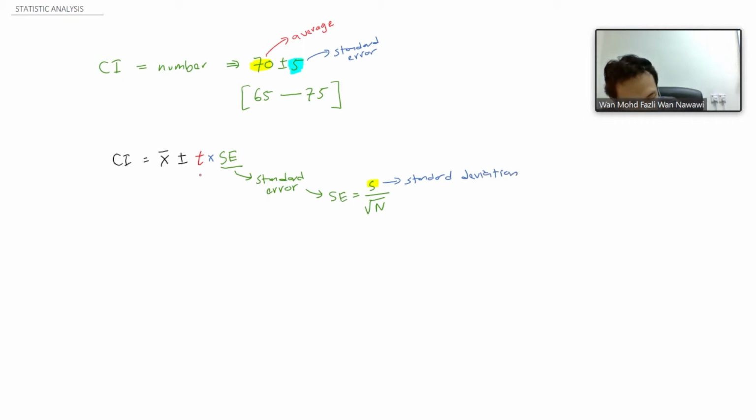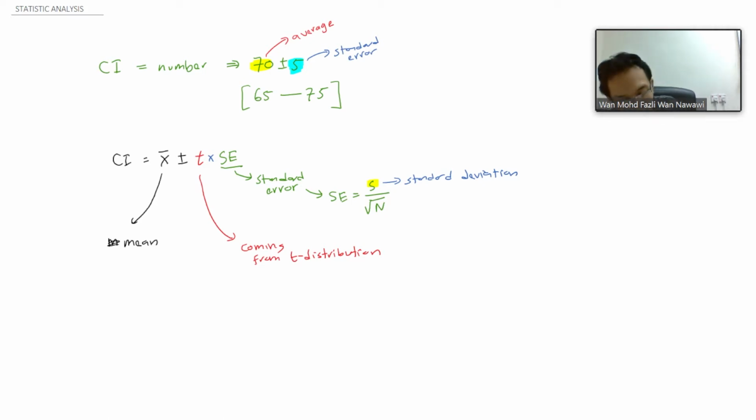The value T here is coming from the T distribution. The x here is basically the mean, the mean of your sample.